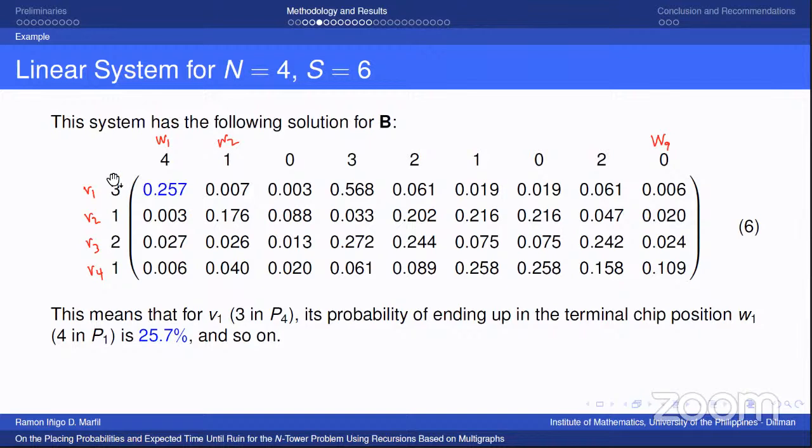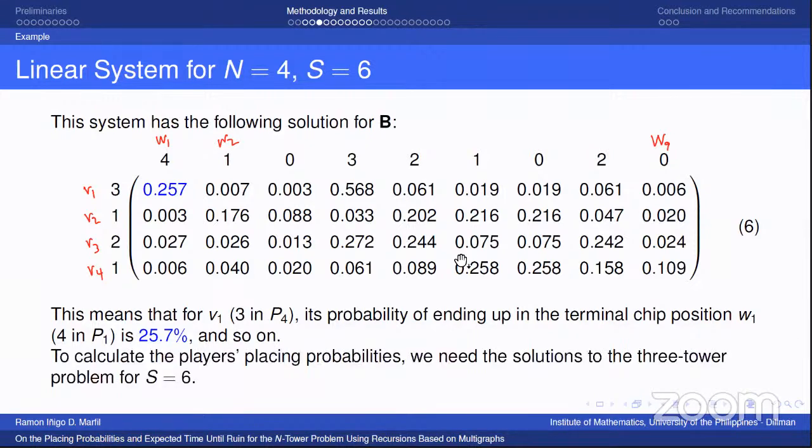Okay? So if you started with 3 units of wealth, and your three opponents all have 1, your probability of ending up in the state 4110 with wealth 4 is 25.7%. Okay? So in this case, we get the transition from the non-terminal positions to the terminal positions.